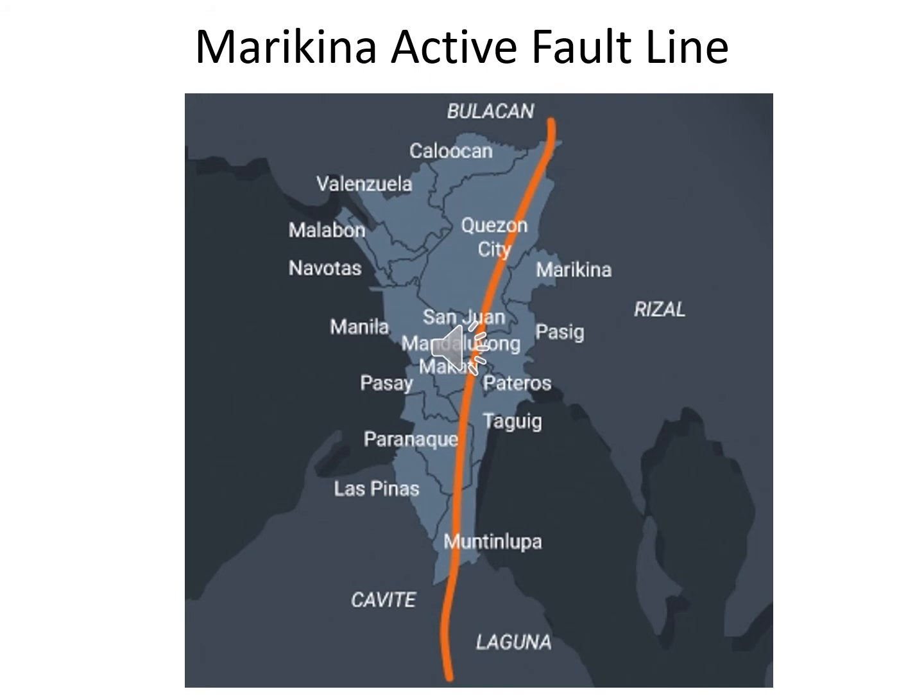A very specific example of an active fault in the Philippines is called the Marikina active fault line. You will see on the map that it starts from Laguna. It stretches the fault line, or the active earthquake fault, up to Bulacan.